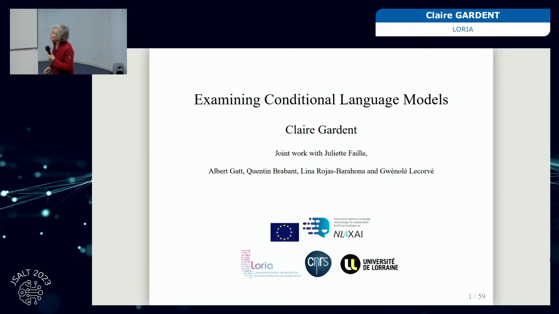So the talk is about examining conditional language models, and it's about methods that can be used to identify what kind of errors these language models are making, understanding why they are making them, assessing how much impact they have on the performance of the model, and trying to understand where the errors come from.